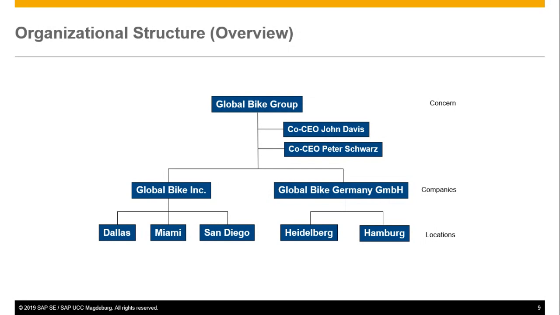And they have two companies, as you can see. On the left side is Global Bike Incorporation, registered in the US. So they have a US subsidiary, and there is a German subsidiary, Global Bike Germany. In the US there are three locations: Dallas, Miami, and San Diego. These are the names of the cities in the US. And on the right side, they have two locations in Germany, Heidelberg and Hamburg.